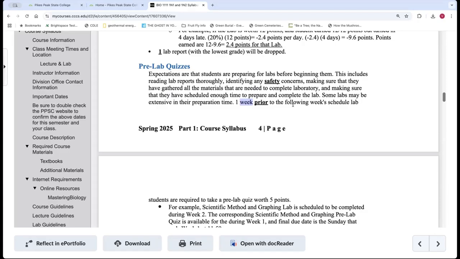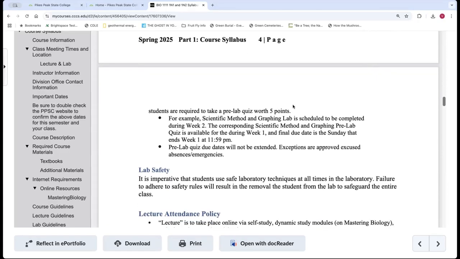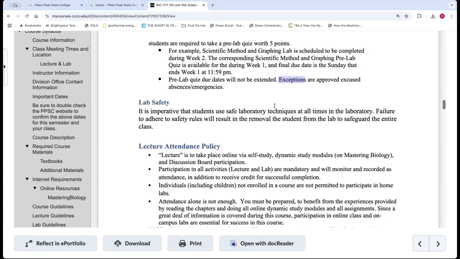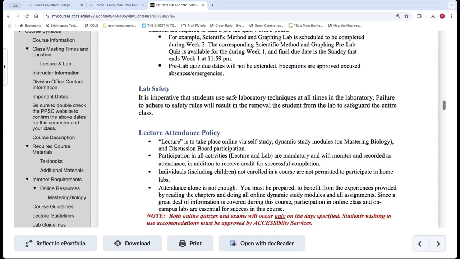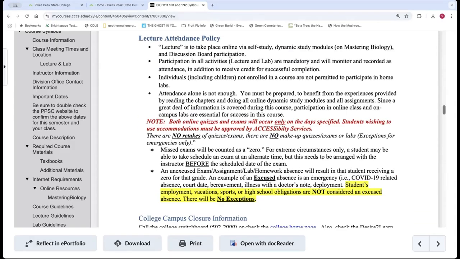So with that, every single lab report is going to have a pre-lab quiz associated with it. And those pre-lab quizzes are going to be due the week before the lab starts. Lab safety. Please make sure you look into that lab safety and you are always using lab safety. Lecture attendance. So with that, it is important that you are participating in the course. So attendance is not enough. You have to be prepared to dig into the information. You have to be prepared to essentially immerse yourself into the subject.